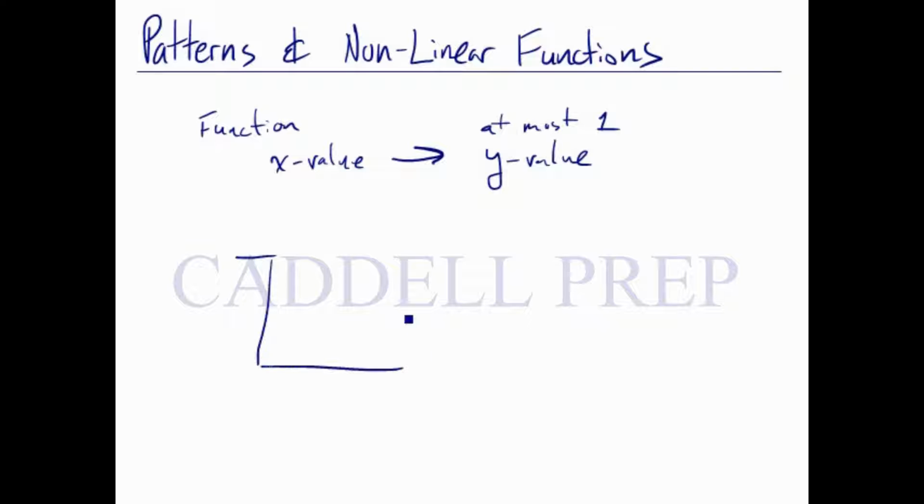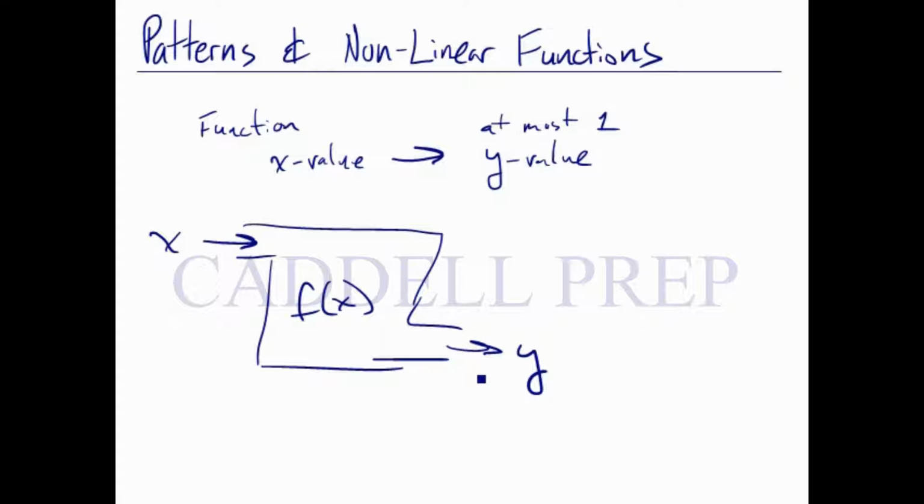So if you think of a function kind of like a machine, this is the function machine. We put an x value in, and out comes a y value, or out comes nothing. There's no y value associated with it. But you'll never have two different things come out. So for example, if we put in x is 3, we might get y is 7. If we put in x is 5, we might get y is 12. But we're not going to get y is 12 or 5. That's not going to happen. That would not be a function.